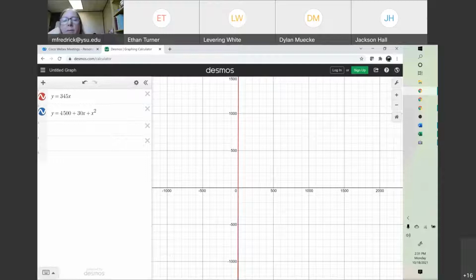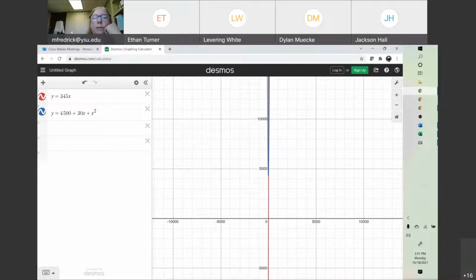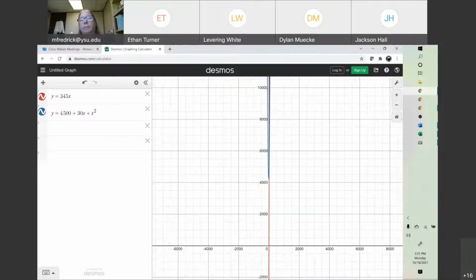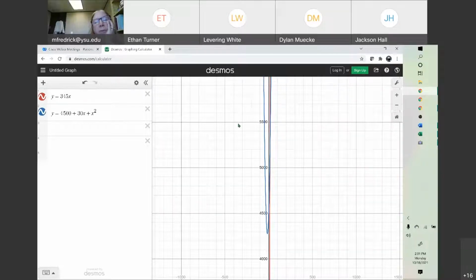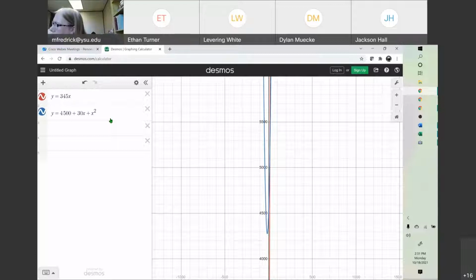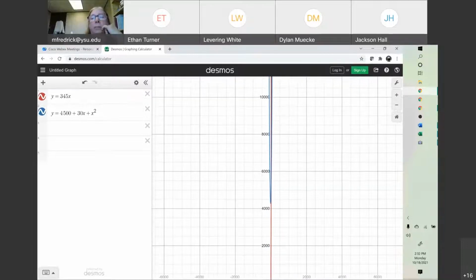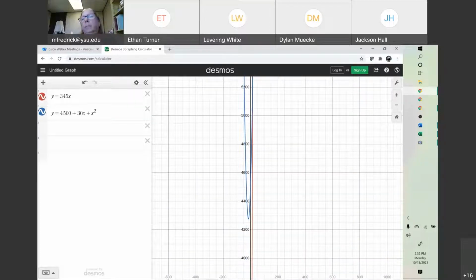What's our answers? 15 and 300. I don't know why it's not showing it. There we go. Yeah, this one, the numbers are just so big. It's not a good one to use this, but you could use it. But it would be where the two intersect.